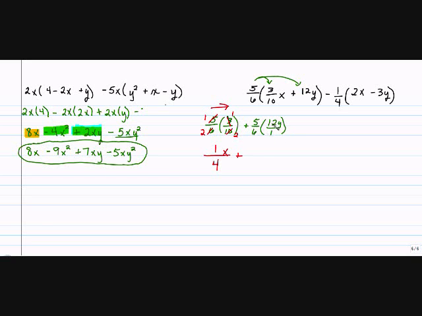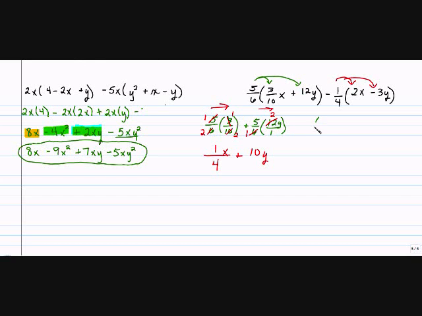Now, I can't cancel the 5 and 1. I can cancel the 6 and 12 by dividing both by 6. 6 divided by 6 is 1. 12 divided by 6 is 2. And then I multiply across. 5 times 2 is 10 over 1. That is 10y. Now let's take a look here. Get my green pen back. I'm going to multiply negative 1/4 times 2x and negative 1/4 times a negative 3y.